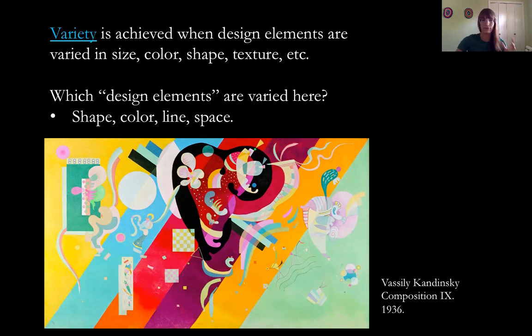There's not just a bunch of similarly shaped squares and rectangles. Here you have shapes that are different shapes, circles, wavy lines. So line is another element that is very different here. It's not one kind of width of line, it's different colored lines. So color is different as well, different colored shapes, different sized shapes. And then the space, there doesn't seem to be any unification within the composition. So this is where we see variety achieved in design elements.